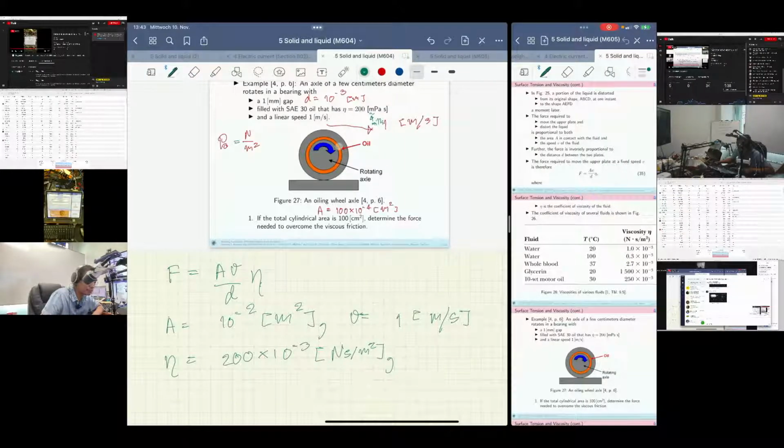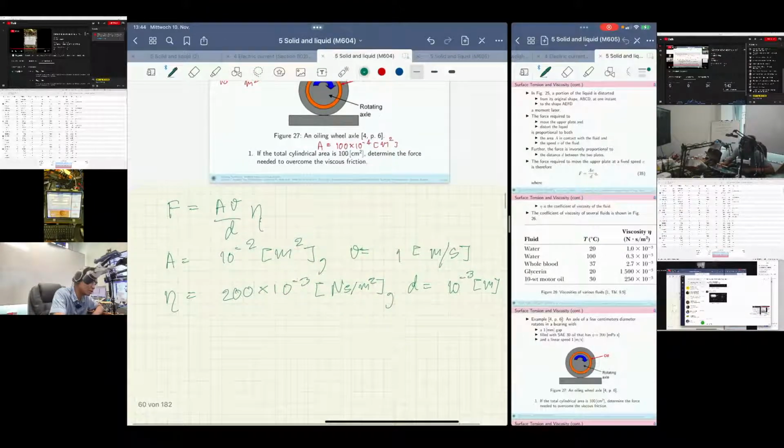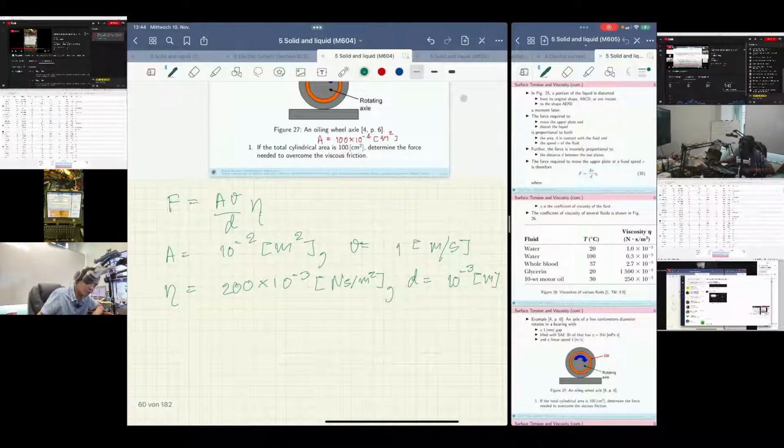And the last one is the distance D, the gap, right? The gap in the yellow area here. And you could see that D is 1 millimeter, or in SI system 10⁻³ meter, right? So let's substitute everything into this formula, A V by D times eta.